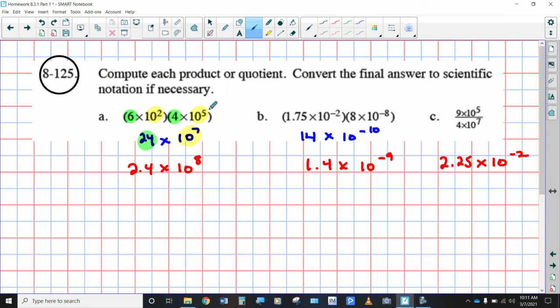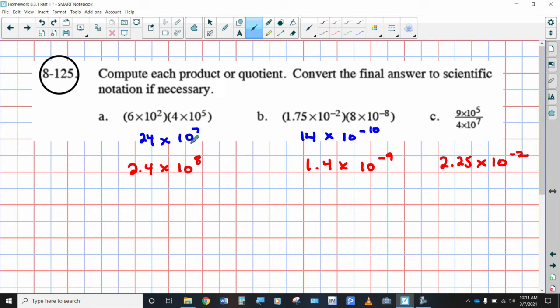So there's two ways to do this. You can either borrow a power of 10 from this and move it over to here. So you're essentially dividing that by 10 to get 2.4, but then you move that 10 into here and add it to the 10 to the 7th becomes 10 to the 8th. I mean add the exponents because you're multiplying powers with the same base. You keep your base, you add your exponents.